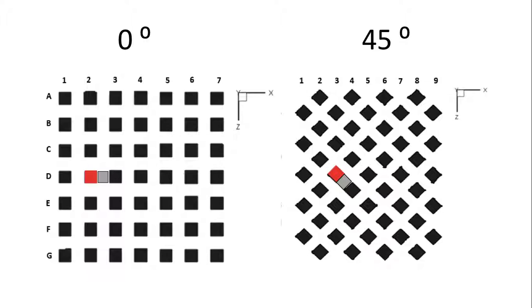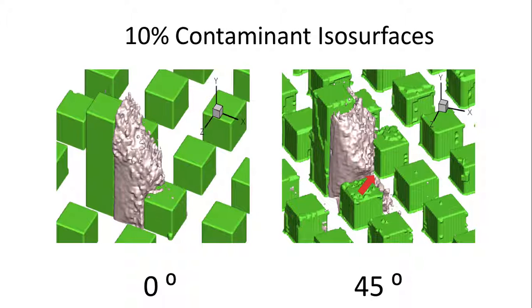Note how in the 45-degree case, the injection point is to the positive z side of the tall building. This is a 10% contaminant isosurface, which gives us an idea of how the contaminant initially disperses. As we can see in both the 0 and the 45-degree case, the contaminant disperses by climbing up the tall building, and it almost seems to fill out this space behind the tall building. It almost seems to fill out the separation bubble.